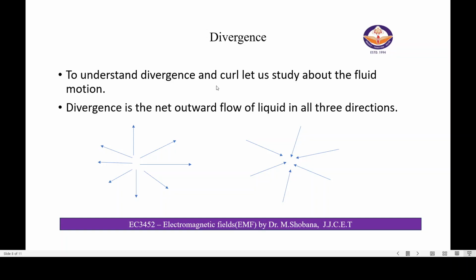To understand divergence and curl, let us study fluid motion. In a practical example, divergence is the net outward flow of liquid in all three directions. The first diagram here shows the divergence. The arrows pointing outwards show the divergence, whereas the second diagram shows the convergence. All these phenomena can be used to study fluid motion, and in practical situations when we want to study fluid motion, we come across divergence.